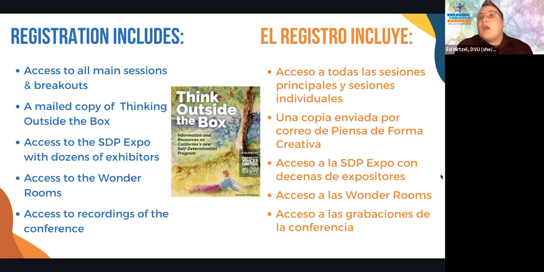Does anything come with my registration this year? Yes. So first of all, you'll get access, of course, to the entire conference, all our main sessions, all of our breakouts. You will be mailed an updated copy of our Think Outside the Box book, which Judy likes to call the SDP manual or the SDP Bible. It is super comprehensive and it contains almost everything you would need to know about the self-determination program.